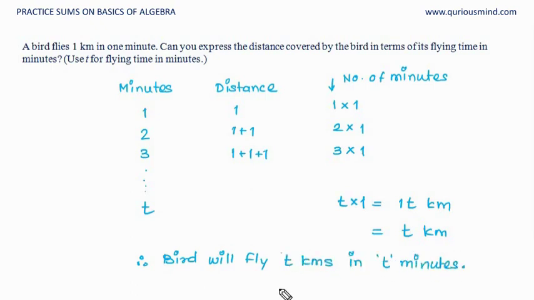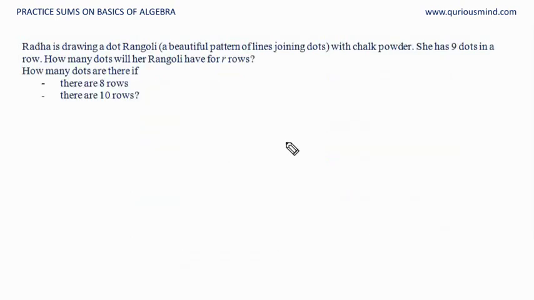Let's do the next one. Radha is drawing a dot rangoli with chalk powder. She has 9 dots in a row. How many dots will her rangoli have if there are R rows? So this is rows and this is number of dots. In one row she has 9 dots. In 2 rows she will have 9 plus 9. Each row 9 dots. In 3 rows she will have 9 plus 9 plus 9.